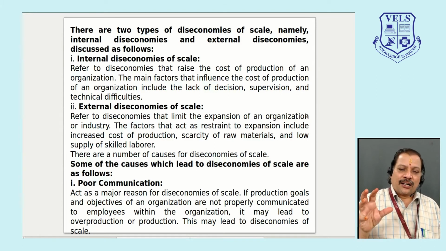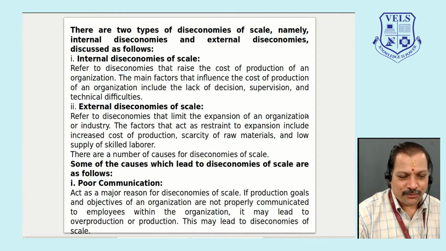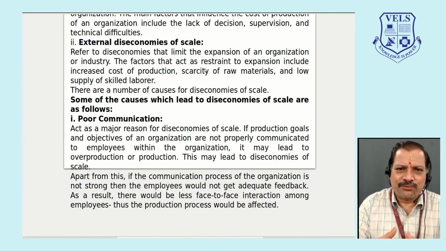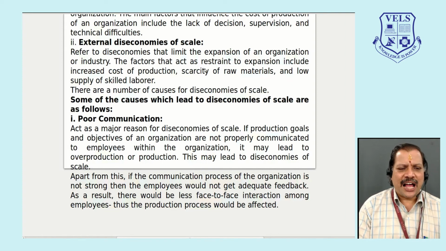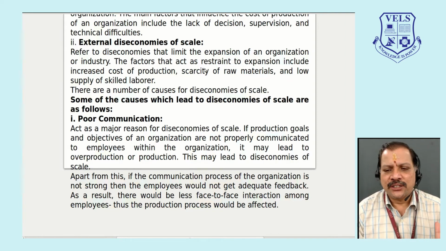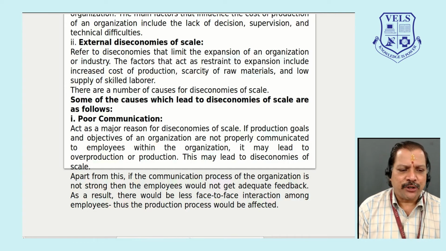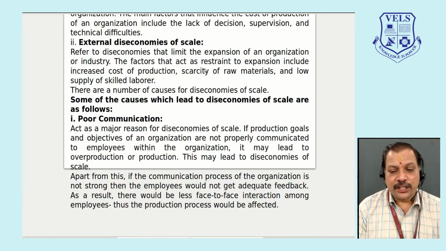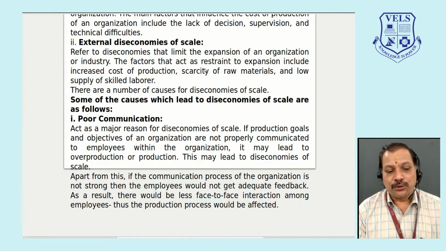There are a number of causes for diseconomies of scale. Some of them I am going to highlight. The very first one is poor communication. When an industry becomes large scale, the first problem that we face is poor communication only. Poor communication acts as a major reason for diseconomies of scale. If the production goals and objectives of an organization are not properly communicated to employees within the organization, it may lead to overproduction or a production shortage. This may lead to diseconomies of scale.